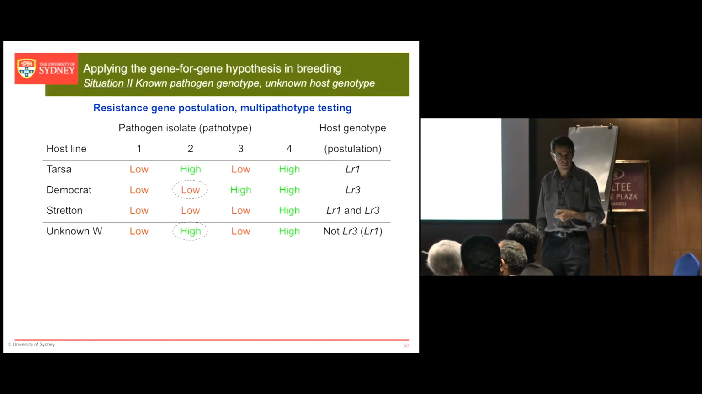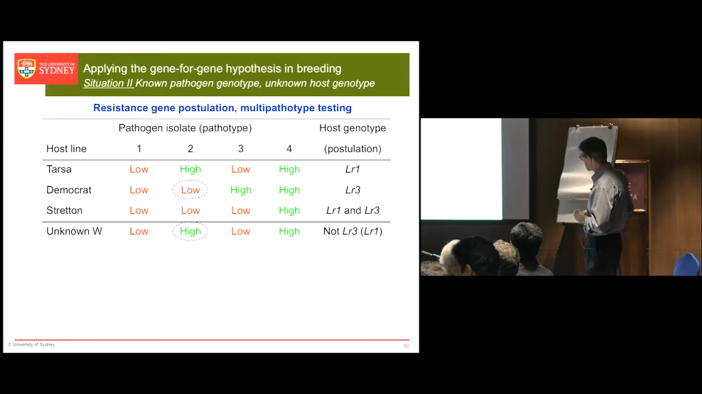It's not genetic proof, and it's not 100%, but it allows me to postulate the presence of possible resistance genes. What it does allow me to do with 100% certainty is say that a particular resistance gene is not present. As I said here, I'm able to conclude with 100% certainty that LR3 cannot be in this line because an isolate carrying the matching A virulence gene is giving a high infection type on it.